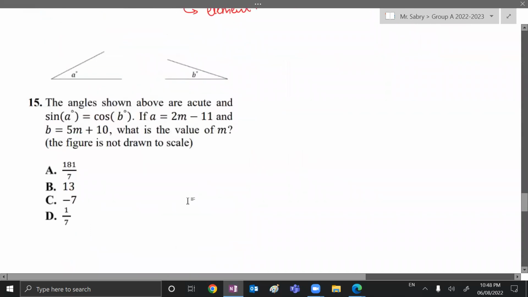Now moving on to this. This is the one that uses the idea of the sine and the cosine that are equal. It says here that sine of something is equal to cosine of something else. Whenever I see this rule, I know for a fact that a plus b must be equal to 90. This is a must. He told me that a is 2m minus 11, so I'll put that, plus b is 5m plus 10, so I'll put that too. All of that is still equal to 90.